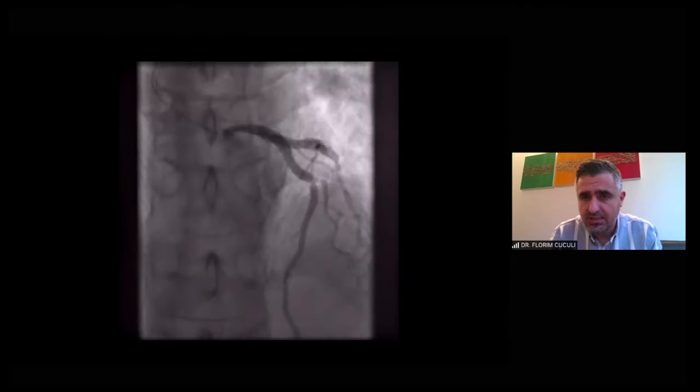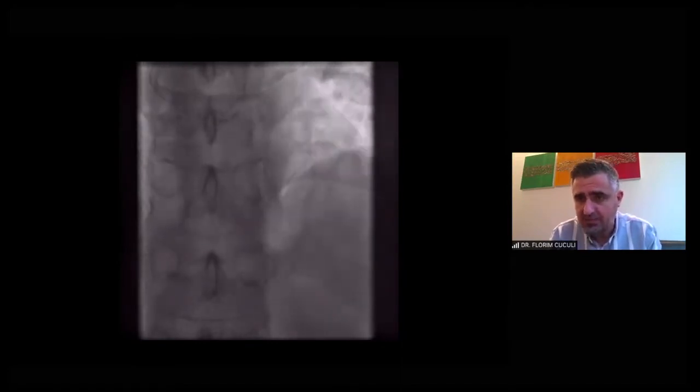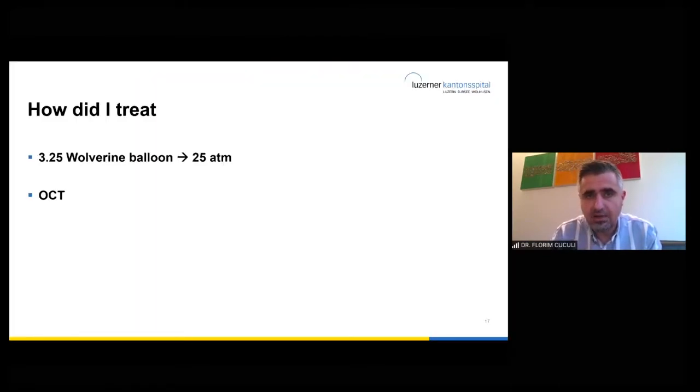Here another picture. So it's clearly significant. The patient has symptoms. We have to treat it. But do we really want to put a stent in a 38-year-old man? Now, how did I treat? I used a 3.25 Wolverine balloon at 25 atmospheres.